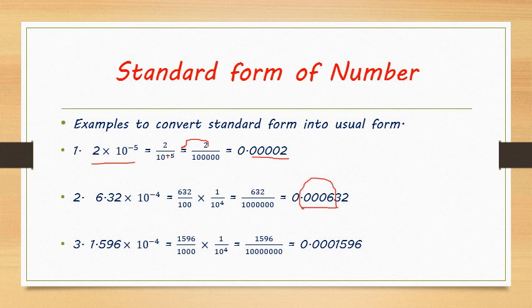Again same here, we have to move 4 digits. So when you move 4 digits from 1, that is 0.0001. So it becomes this one. So this is the way how we are going to convert any standard form into usual form. Okay.